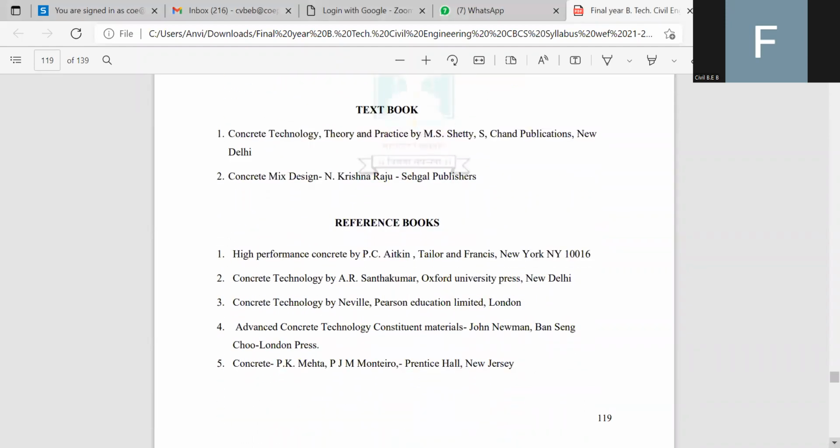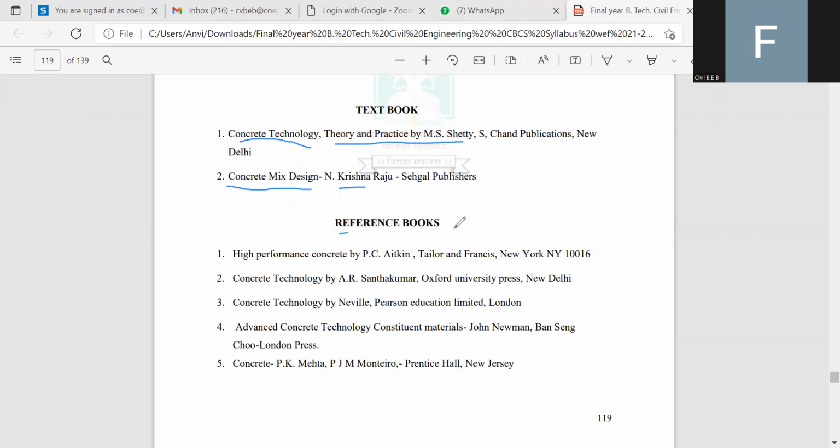Now you can see the textbooks required or reference books required. The textbook for our subject, concrete technology, is Concrete Technology: Theory and Practice by M.S. Shetty. I think you better know about this book. This is one of the best books for this subject. And then Concrete Mix Design by N. Krishna Raju, this is the book available for mix design. All this syllabus you will get from these particular books.